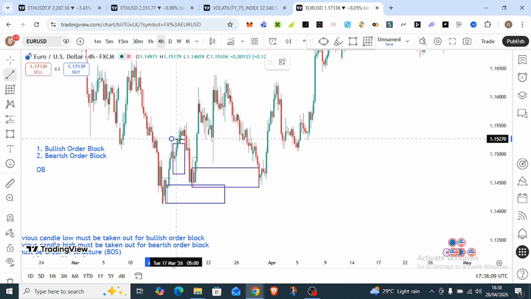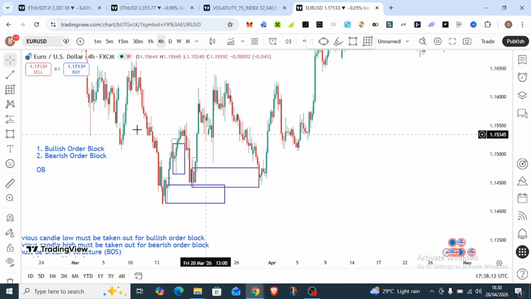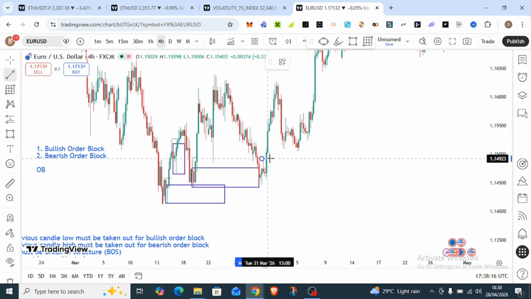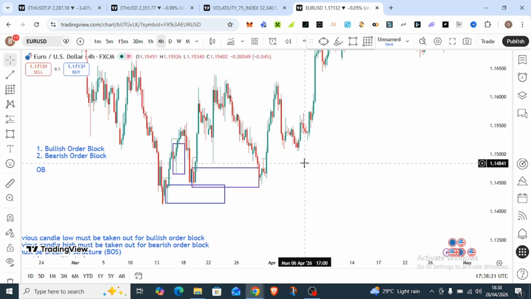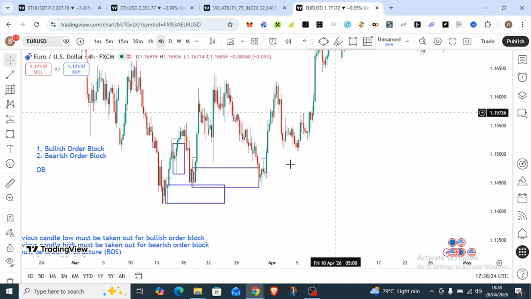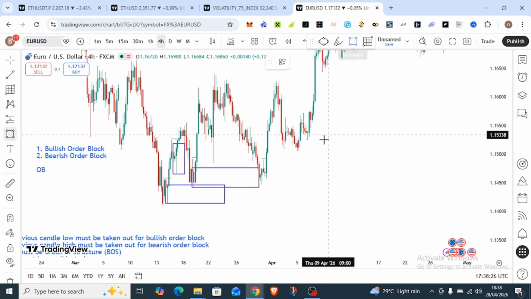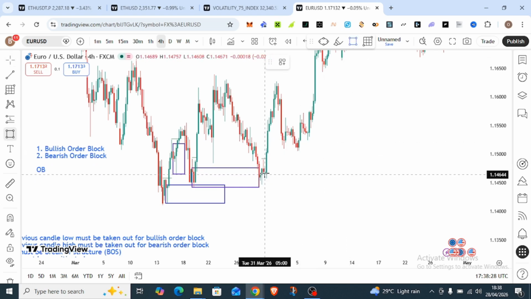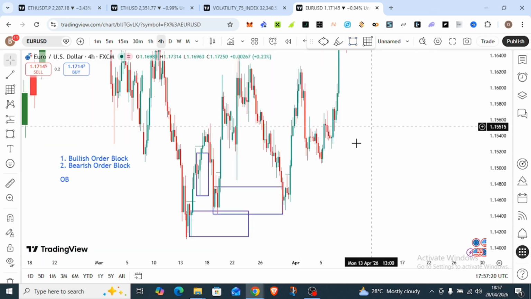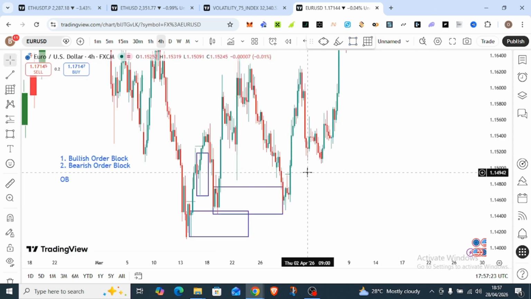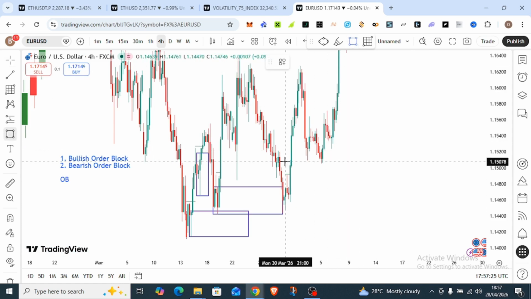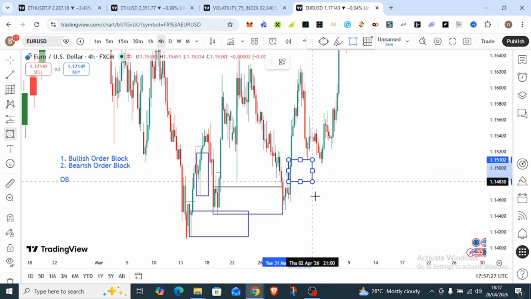There's another break of structure here. There is another break of structure here. Remember, we are marking out all the possible order blocks in this bullish structure, and the low of this candle, which is the previous candle, is taken. Then there's a break of structure here, and here is another block.